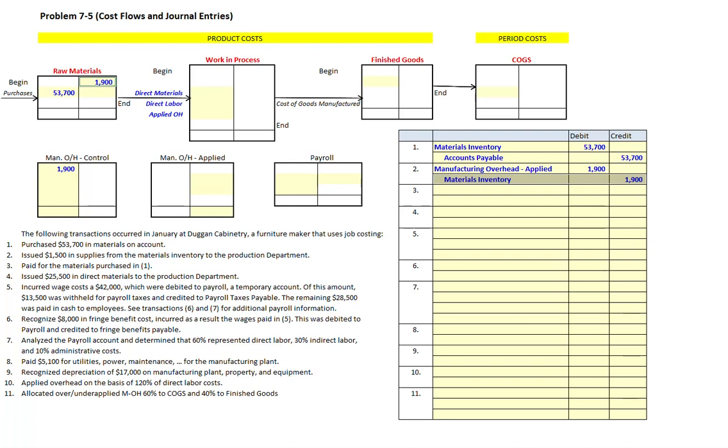Transaction 3, we're paying for the materials that we purchased in item number 1. So we simply debit accounts payable for $53,700 and credit cash for $53,700.